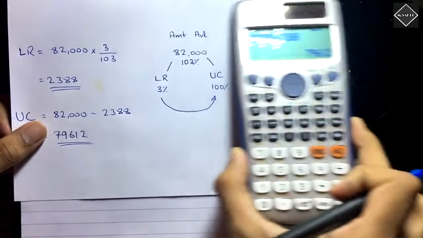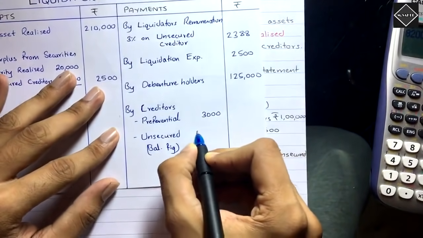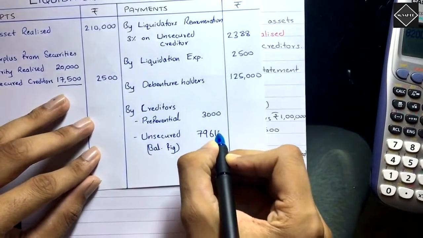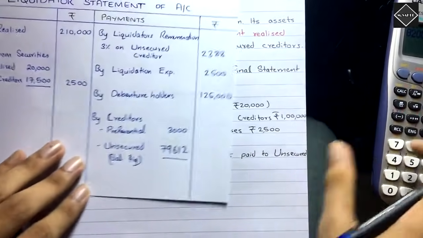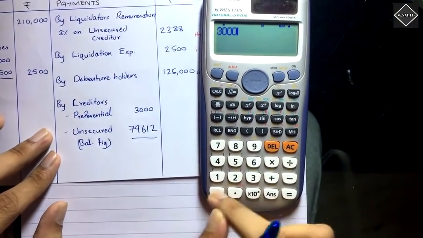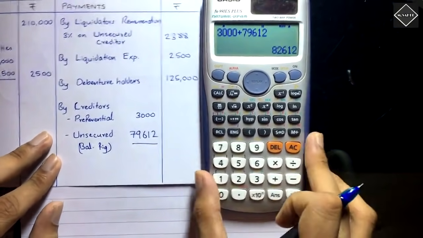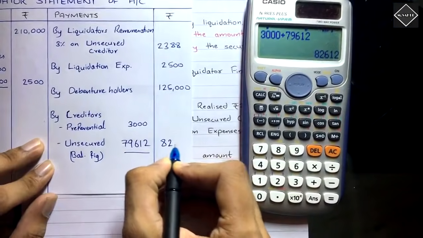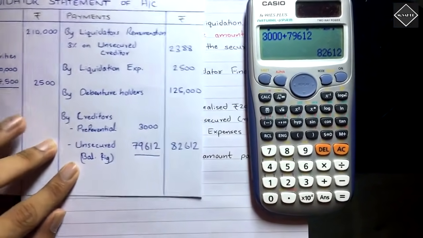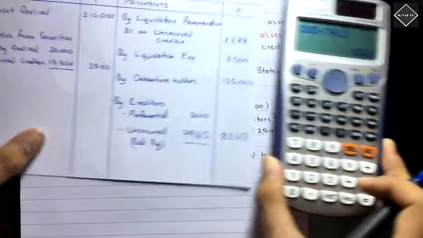Fine, so this is how you have to do it. It's very simple, it's not tough. So add those two, preferential and unsecured: 3,000 plus 79,612 is equal to 82,612. That will come out in the outer column, right? Now just add up everything. So let's do that.